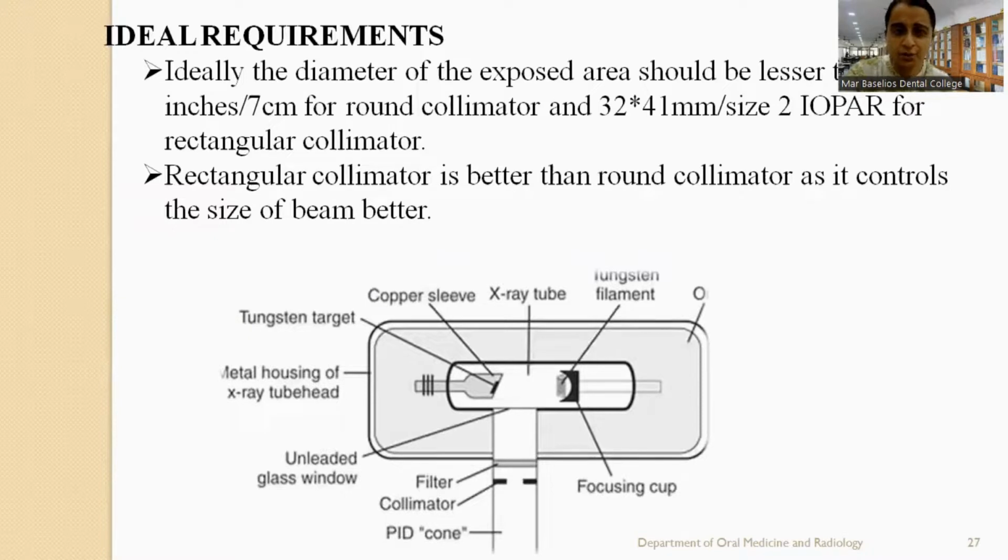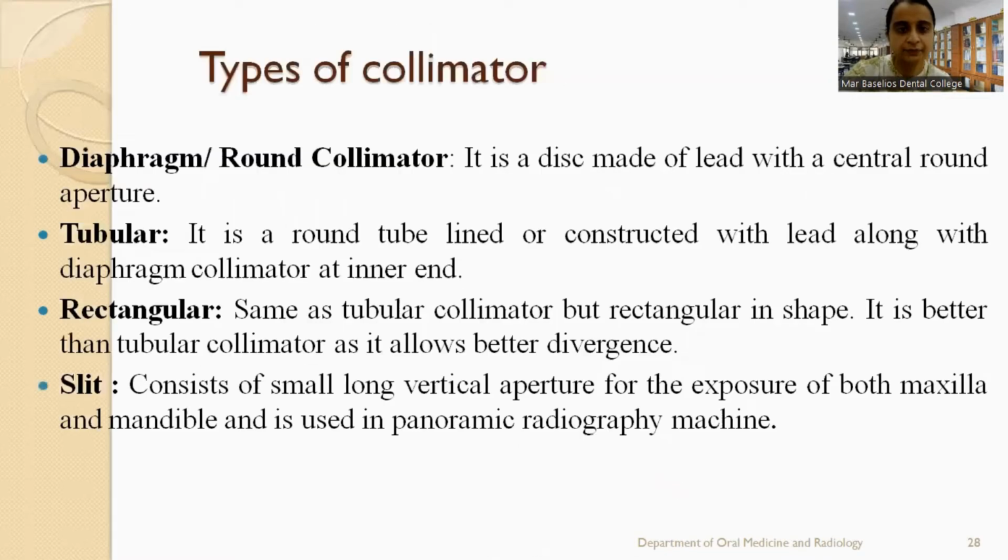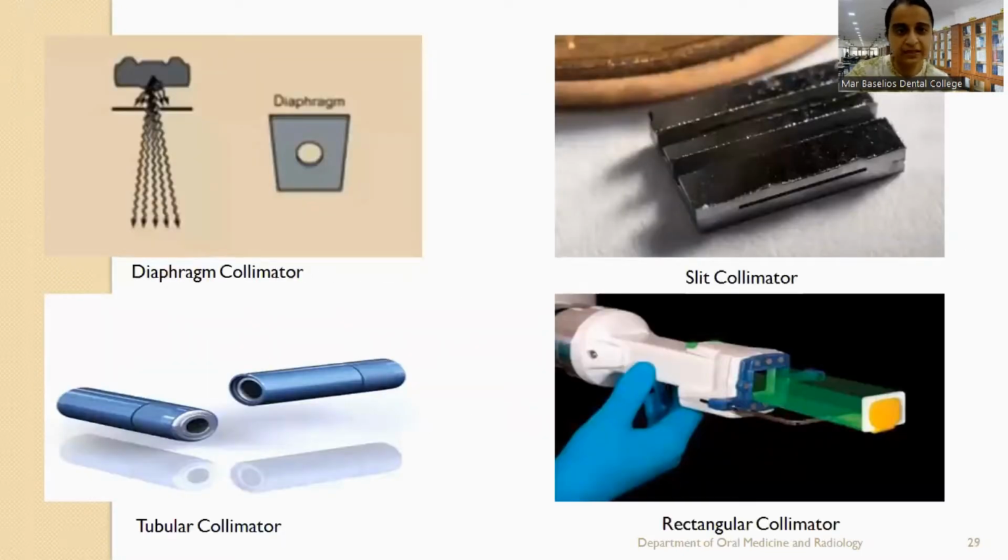Ideally, for an IOPA film, the collimator should be a 7 centimeter round collimator. Collimators are available in different shapes, of which a rectangular collimator is better than a round collimator. These are the different types of collimators: diaphragm collimators, tubular collimators, rectangular collimators, and slit collimators. They are classified based on the shape. These are the diagrams of the diaphragm collimator, slit collimator, tubular collimator, and rectangular collimator.